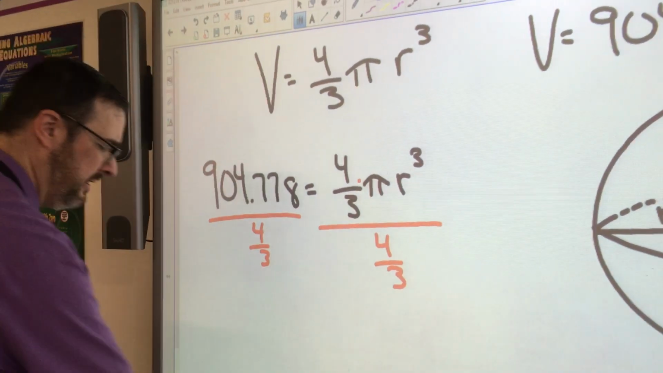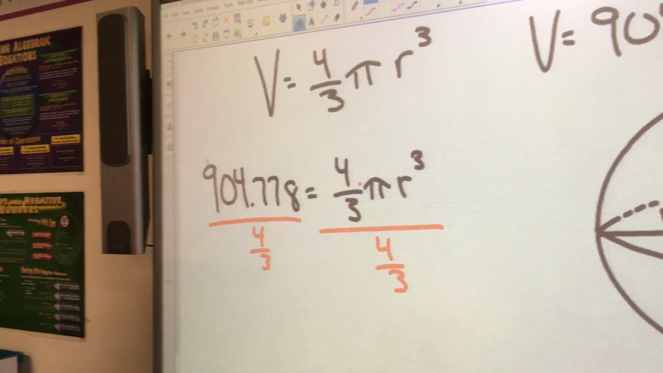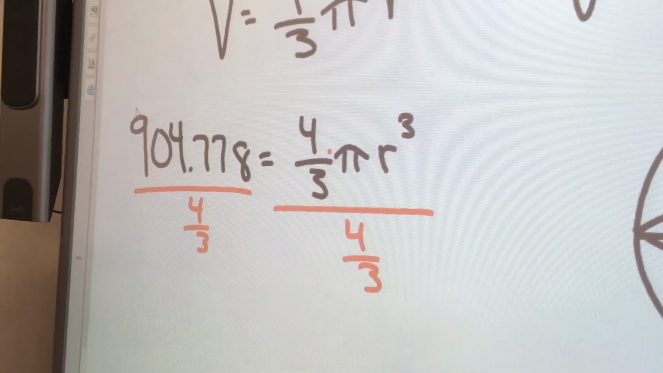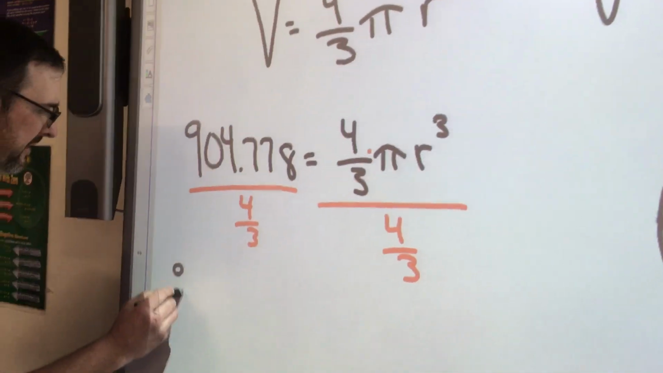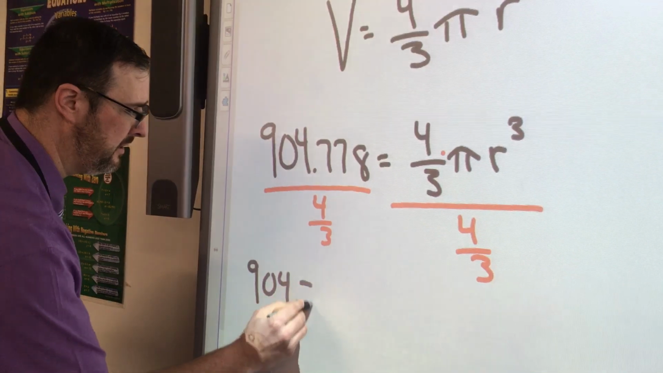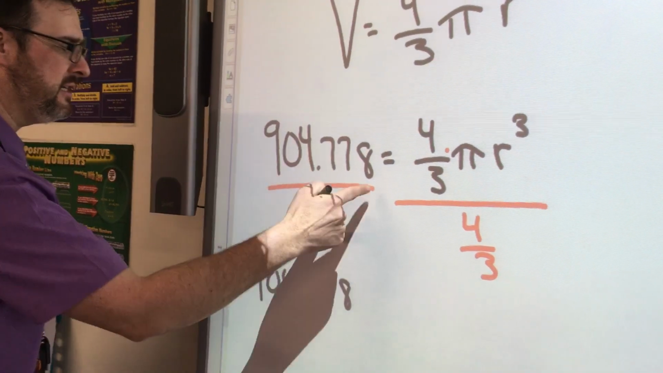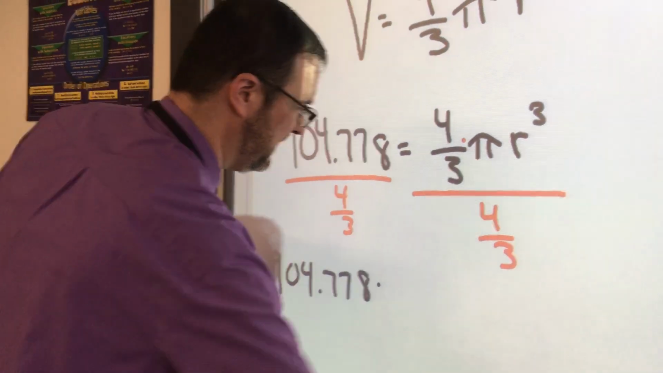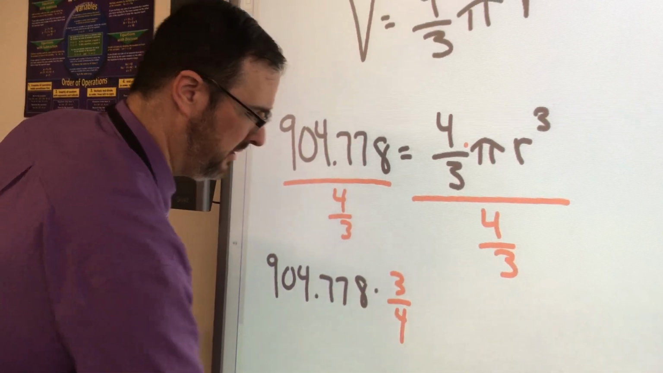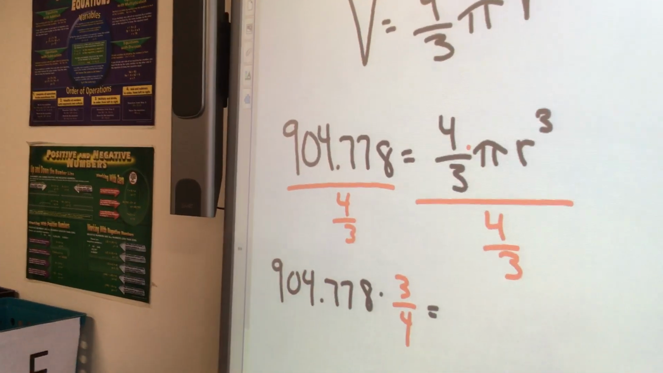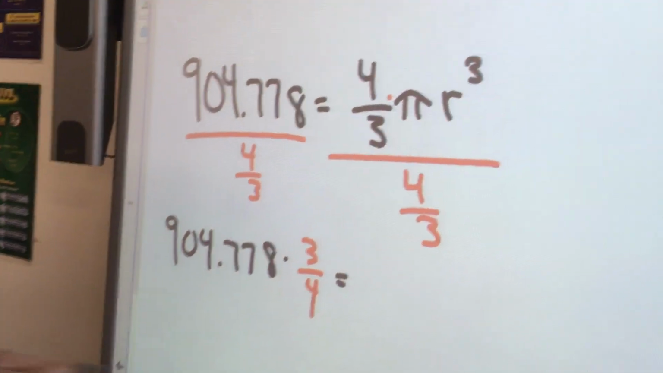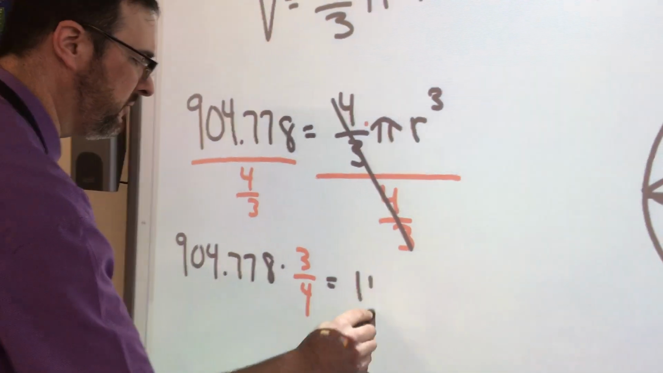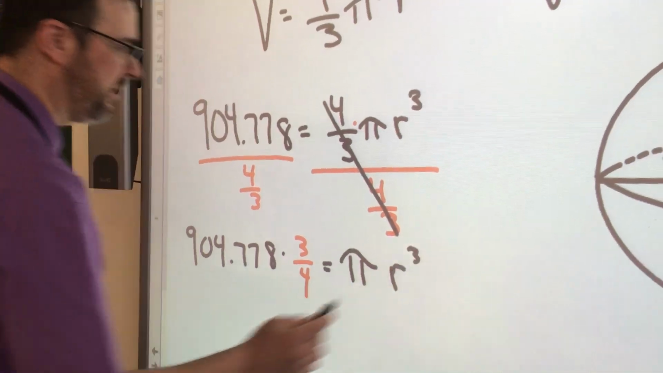Now, I know that looks scary. Don't freak out yet, because if you think back to what you might have been told of a keep change flip, a copy change flip, what you're talking about is dividing by a fraction. And when you divide by a fraction, you just multiply by the reciprocal. So I'm going to keep this number. I'm going to change the operation from division to multiplication, and I'm going to take the reciprocal of 4/3, which is 3/4. I'm just flipping that fraction right on its head, right? 3/4 is a reciprocal of 4/3 and vice versa. Now over here, that cancels out. That's why we did that, right? We're trying to isolate the pi and the R cubed. So what we have left over here is that pi and R cubed.